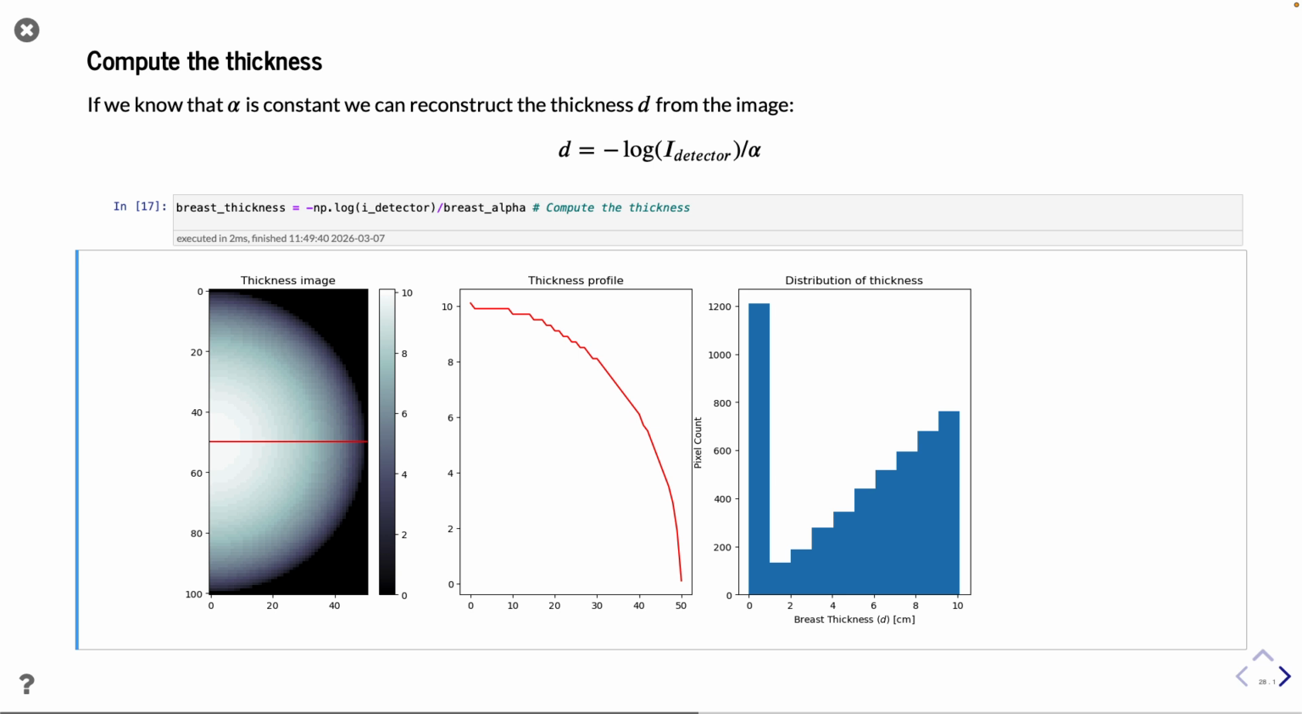This kind of thickness computation is something that people do a lot at my beamlines, where we want to look at the thickness of water. Same principle, but just different beam.